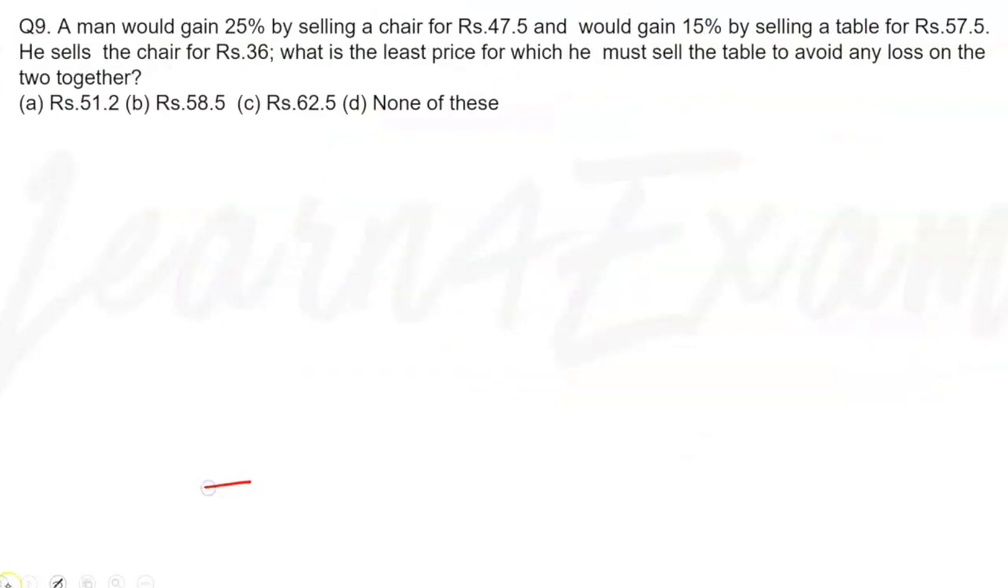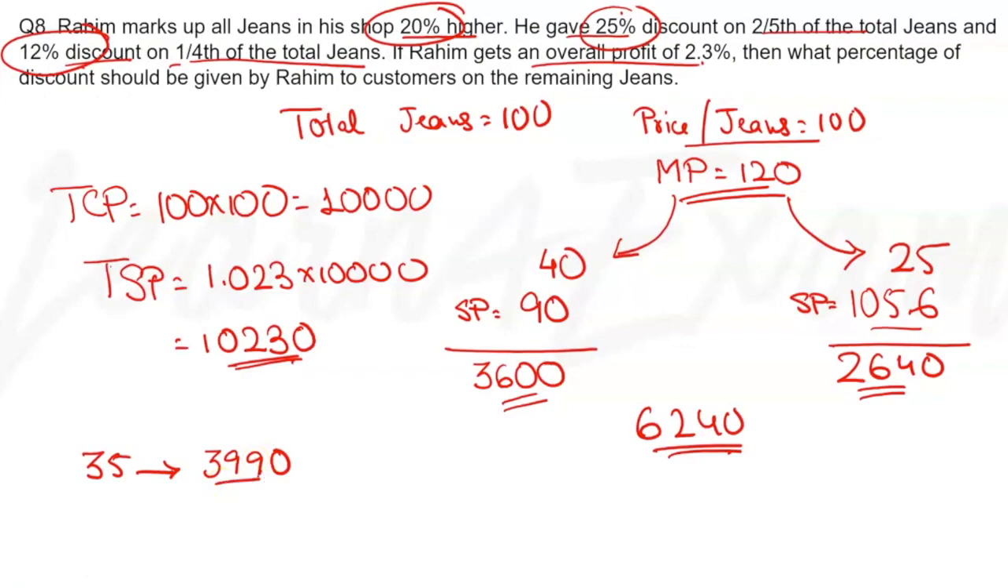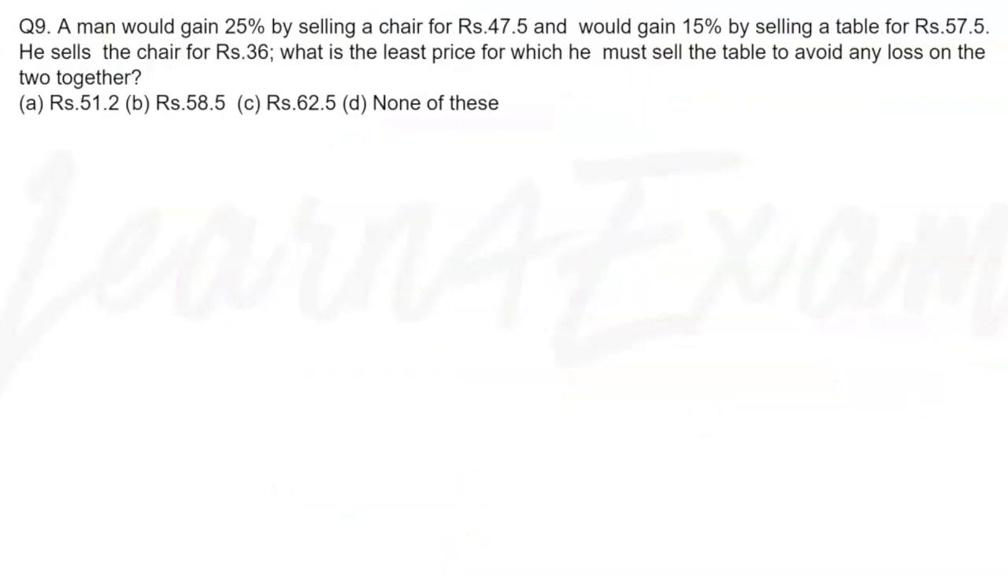3990. I'm sorry, 3990. So on one jeans he needs to get 114. Now since the market price is 120, he needs to sell it for 114. The discount percentage is equal to 5%. Right. Let's see the next question.